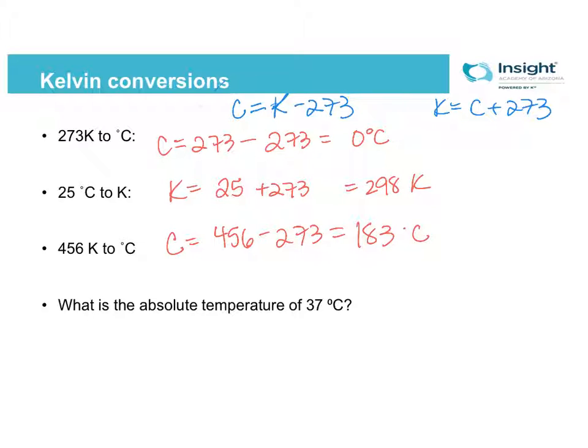This last one I wanted to show you because you're going to see quiz questions that are formulated this way. If you see a question asking for the absolute temperature, absolute temperature is asking you for Kelvin. So it's saying, what is 37 degrees Celsius in Kelvin? Now, calculate it. Hopefully you got 310 Kelvin.